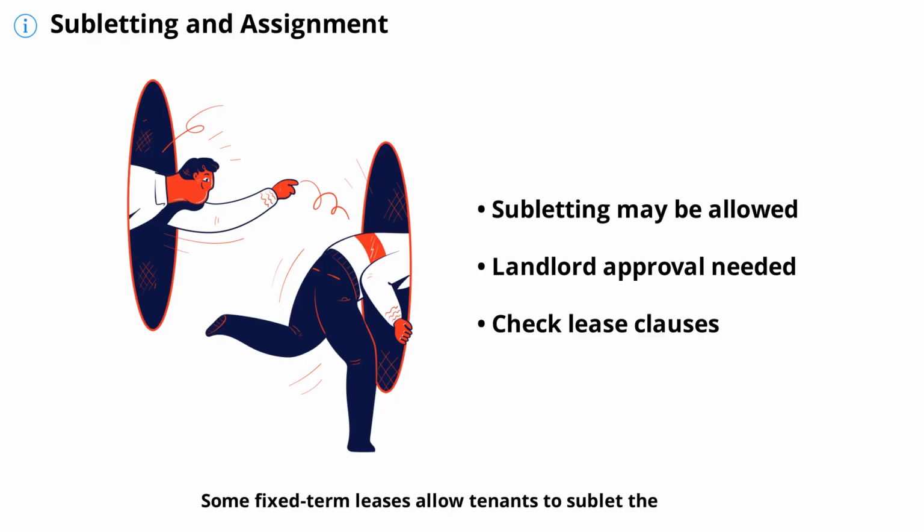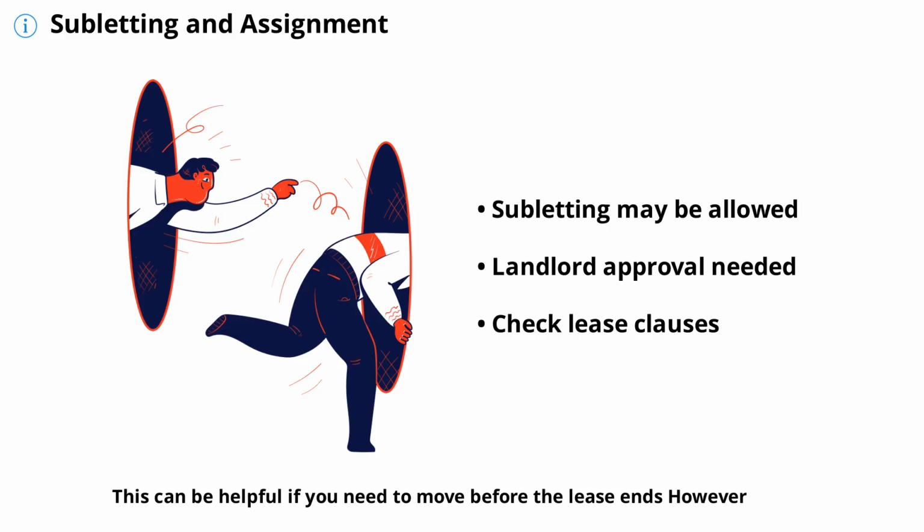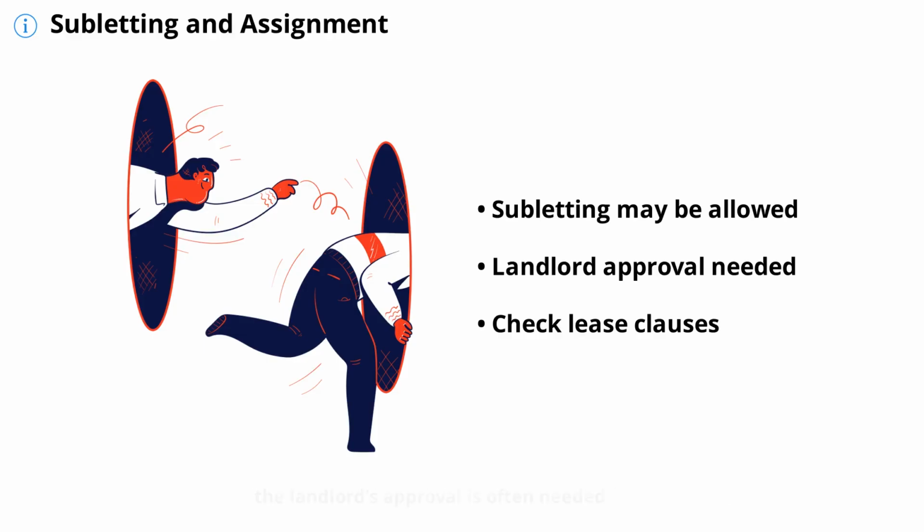Some fixed-term leases allow tenants to sublet the property or assign the lease to someone else. This can be helpful if you need to move before the lease ends. However, there are usually strict requirements, and the landlord's approval is often needed. Always check the lease for subletting or assignment clauses.